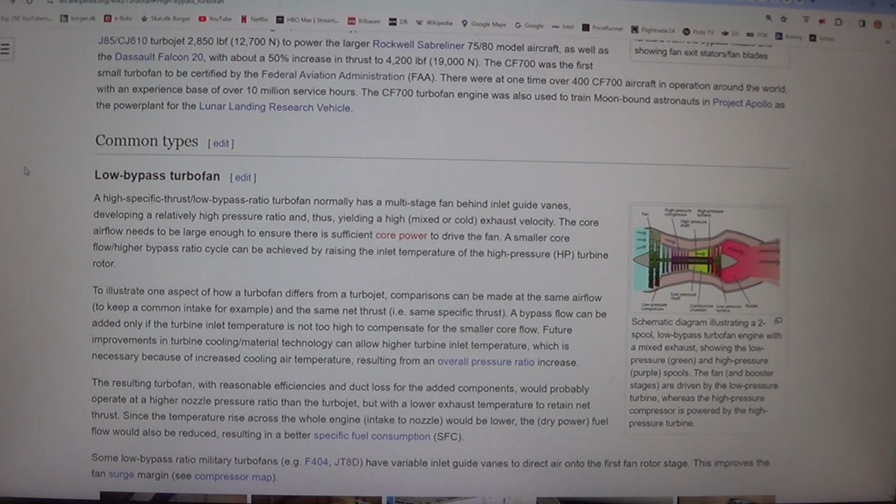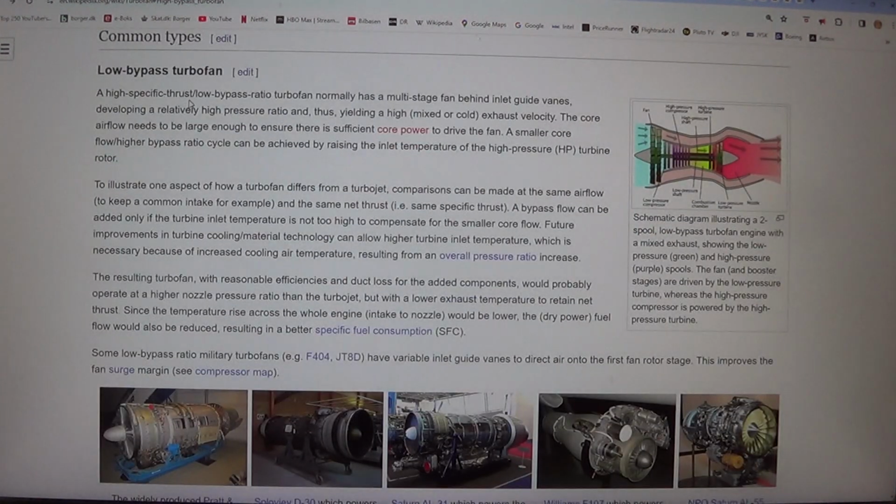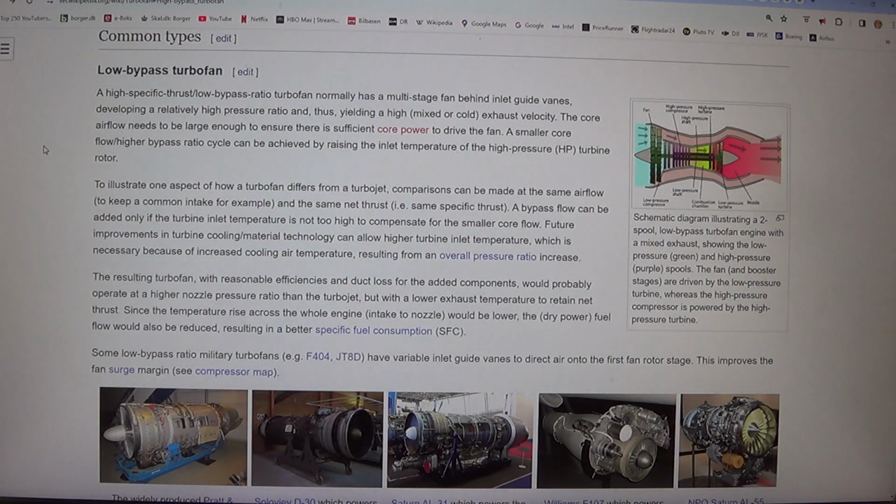Common types. Low bypass turbofan. A high specific thrust, low bypass ratio turbofan normally has a multi-stage fan behind inlet guide vanes, developing a relatively high pressure ratio and, thus, yielding a high, mixed or cold, exhaust velocity. The core airflow needs to be large enough to ensure there is sufficient core power to drive the fan. A smaller core flow, higher bypass ratio cycle can be achieved by raising the inlet temperature of the high-pressure, HP, turbine rotor.